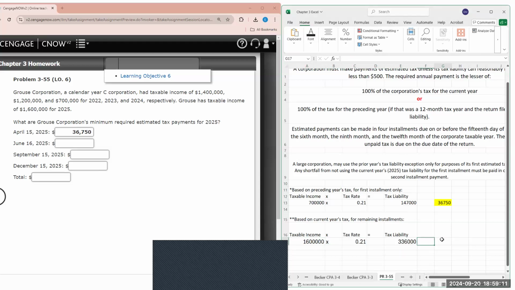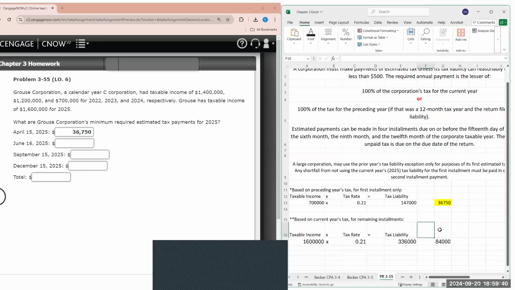All right, so therefore, 336,000, we divide it by 4 quarterly payments. So therefore, each quarter we need to pay $84,000. But the second installment needs to include any shortfall from the first installment. So for the first installment, we only paid $36,750 based on the preceding year's tax liability.